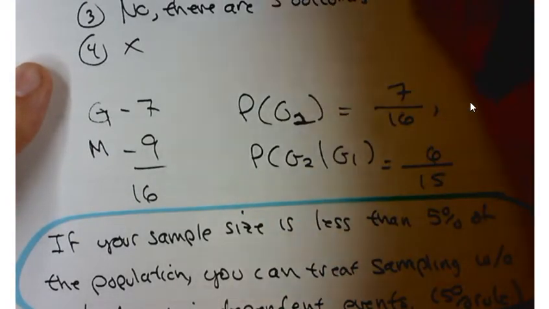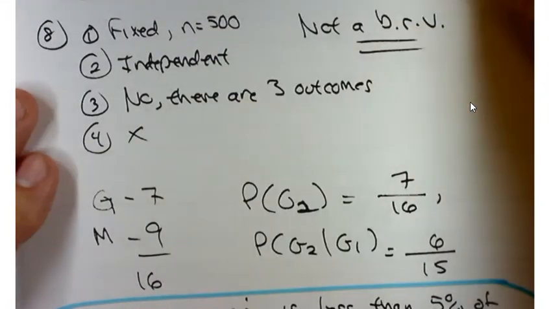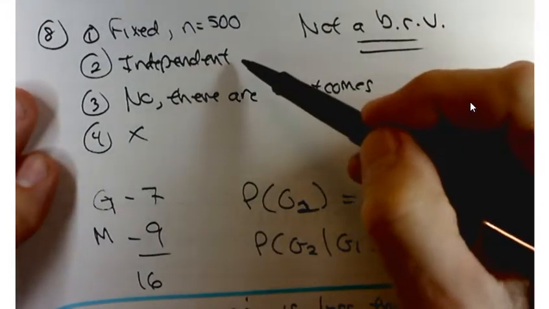So, 500 is a pretty small number. It's certainly less than 5%. So you don't have to worry about the independence here.